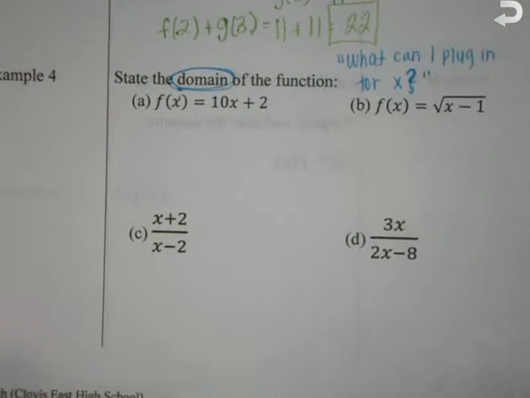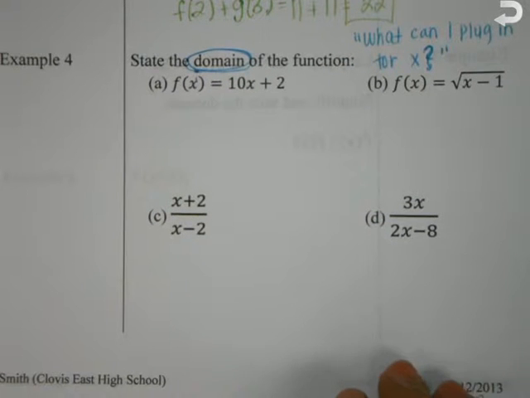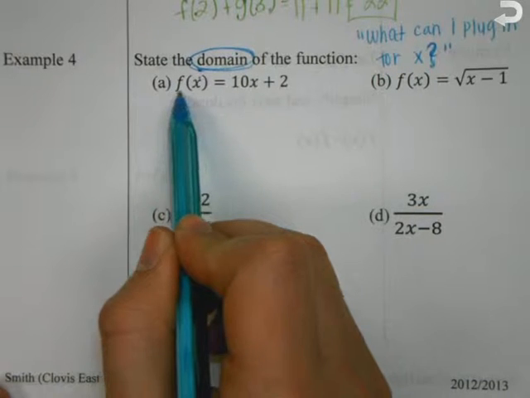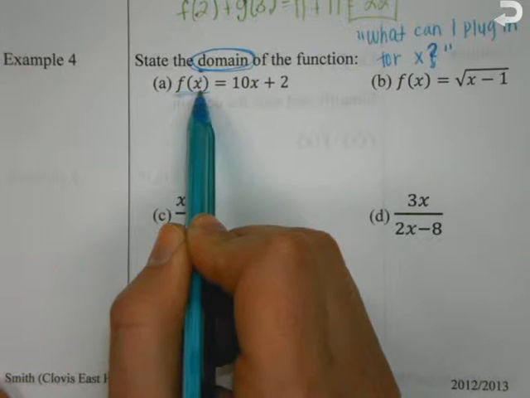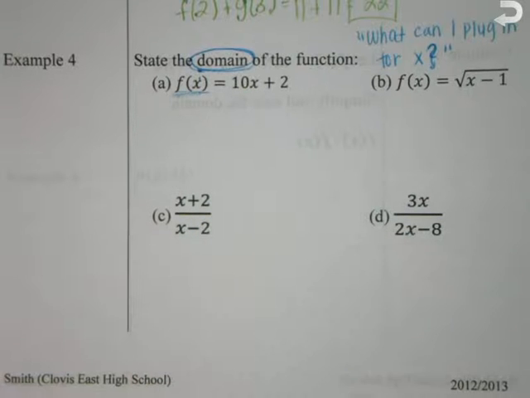Okay, so look at part A. I know it's a function. They're telling me it's a function. Our function is 10x plus 2. So we want to ask ourselves, what can I plug in for x? And that means, can I plug anything in for x, or am I restricted? And I want to get a real number as an answer. So this is a line, 10x plus 2. Am I restricted on what I can plug in for x?